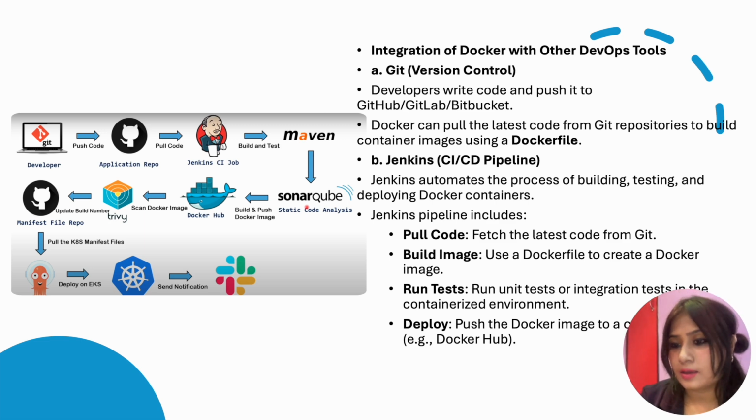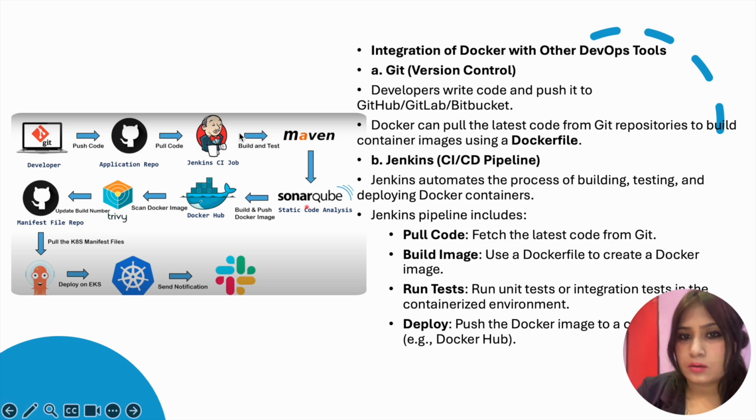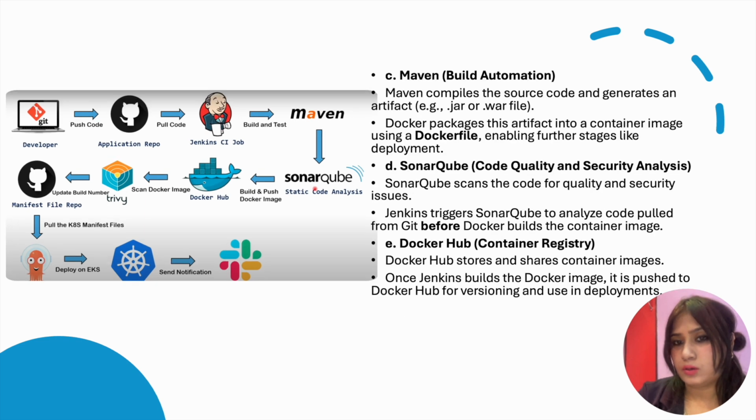At every step there are chances to go back to the previous step, so that it is easy for the team to handle errors, and also easy to deploy the application and give the best results to the client and the users. After that, Jenkins' work is to create the continuous integration and continuous deployment pipeline. It will pull the code, build the image, run tests and deploy. Basically it does all the work.